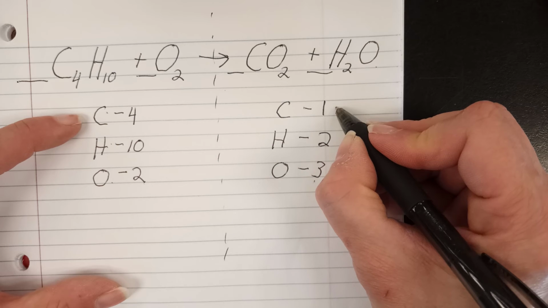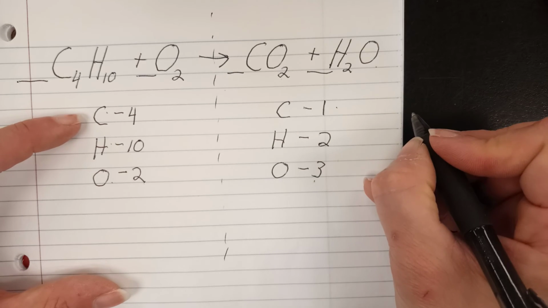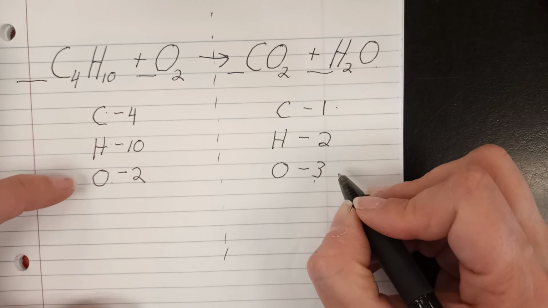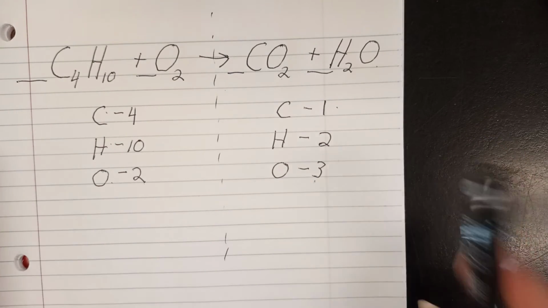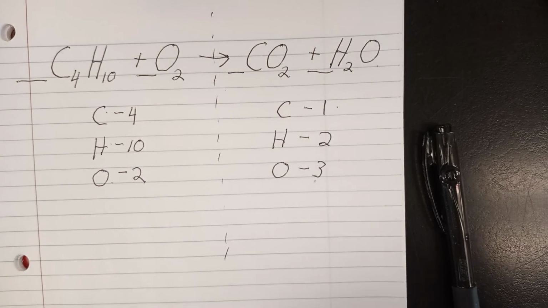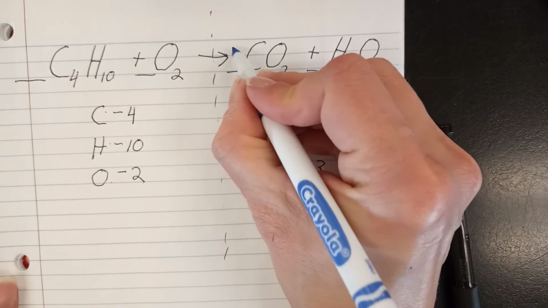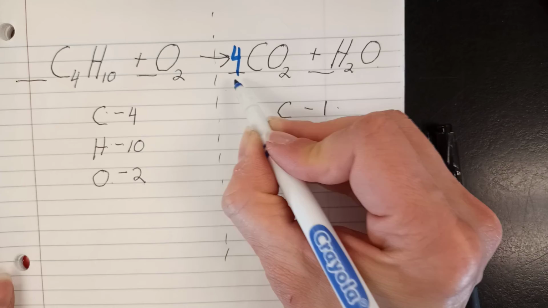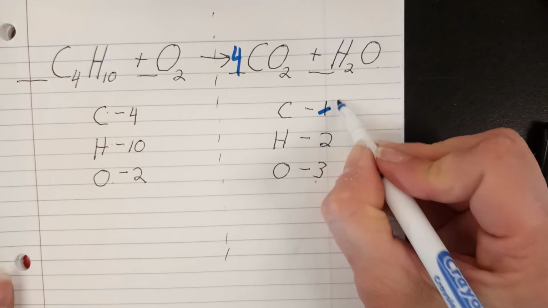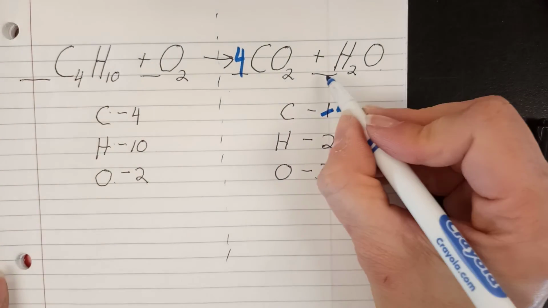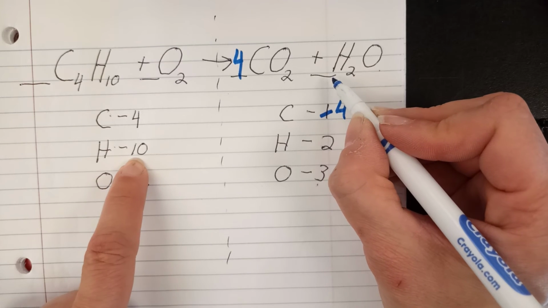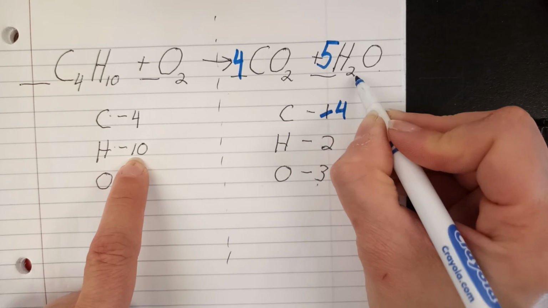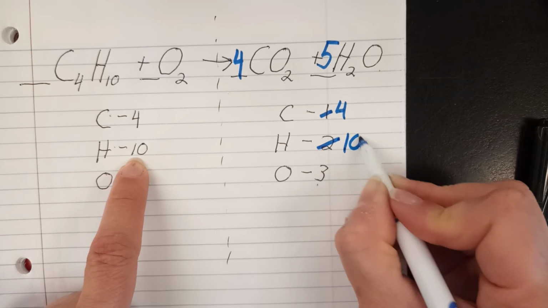Balance the carbon and don't worry about changing any other numbers. And then balance the hydrogen and don't worry about changing any other numbers. And then we're going to fight with this oxygen right here. So to balance the carbon, we're going to need a 4 right here. I'm going to need 4 CO2 molecules in order to get 4 carbon atoms. In order to balance the hydrogen, I need 10 hydrogen atoms, so 5 times 2 will give me the 10.